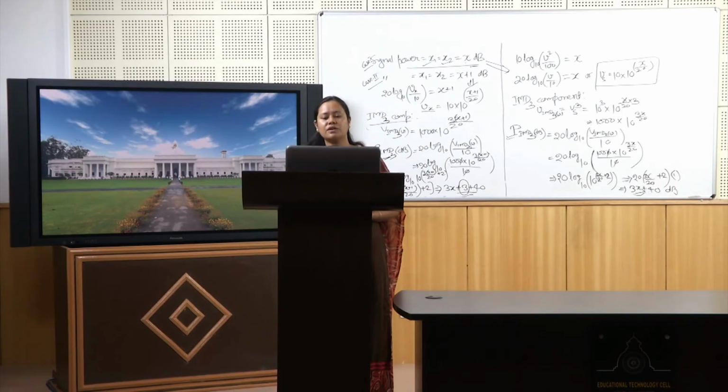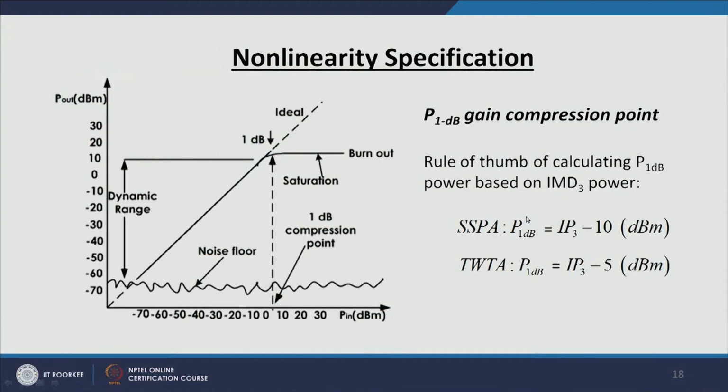Now, the rule of thumb for calculating P1 dB power based on the IMD3 power is as follows. For a solid state power amplifier, P1 dB can be calculated as its IP3, the third intermod intercept point, minus 10. It is a rule of thumb seen by measurement. People have measured many different solid state power amplifiers and found that normally they follow this rule. Similarly, for a TWTA, the rule is IP3 minus 5.